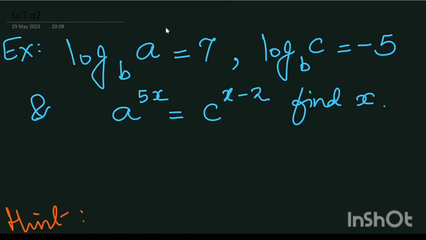Guys, let's see this question. In this question, log a base b is given to be 7, log c base b is minus 5, and a to the power 5x is equal to c to the power x minus 2. You have to find x. So how can we approach this question, guys? What possibly can be the hint of this question?